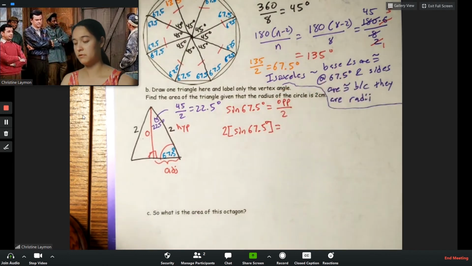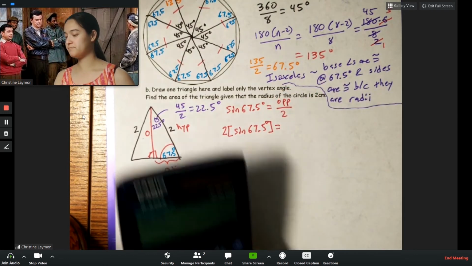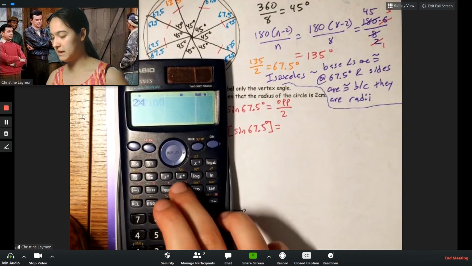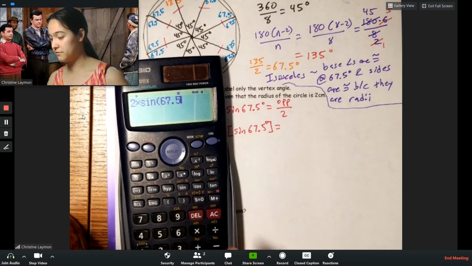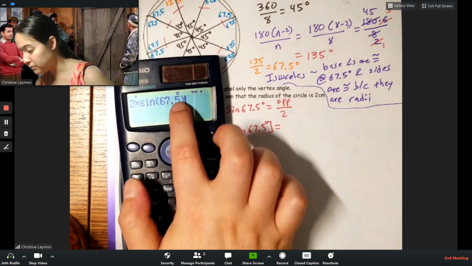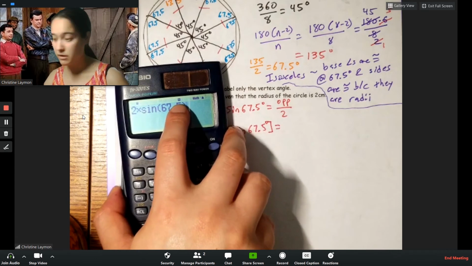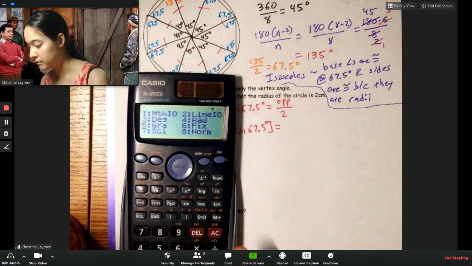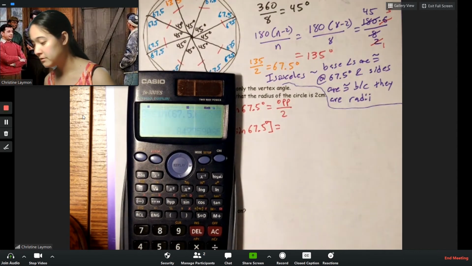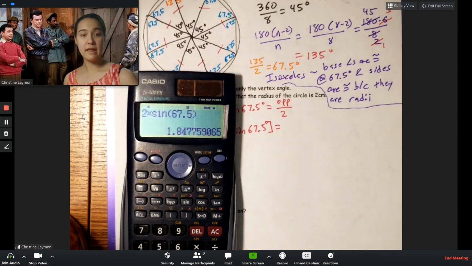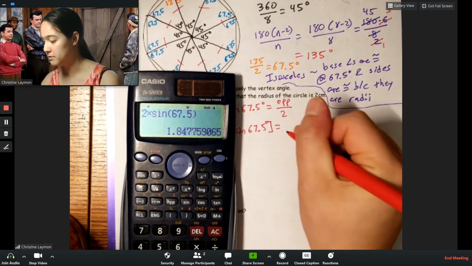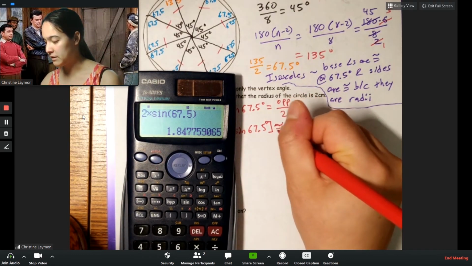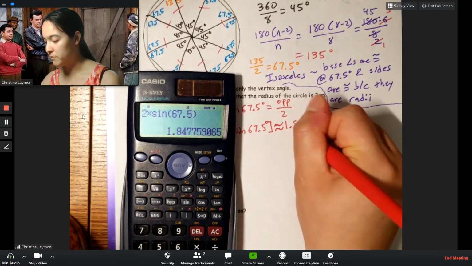degrees. Type it into a calculator. So 2 times sine of 67.5. And I noticed that my calculator is in radians right now. I'm going to switch it to degrees. So on my calculator, I go to mode, I switch it back to degrees. So 1.85, that's going to roughly be that opposite. So I'm going to say, let's make this approximate 1.85.